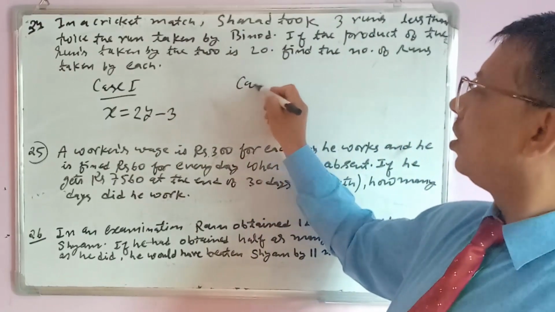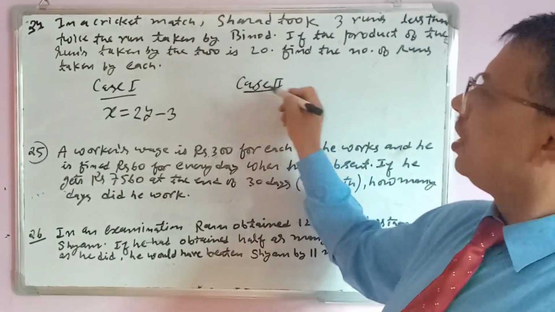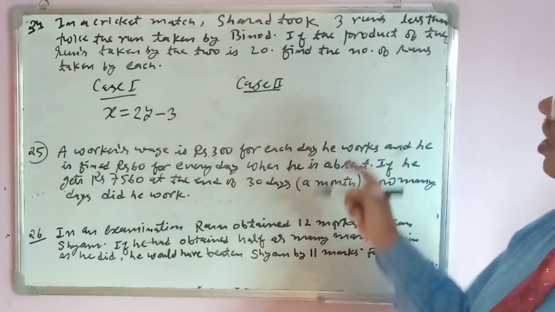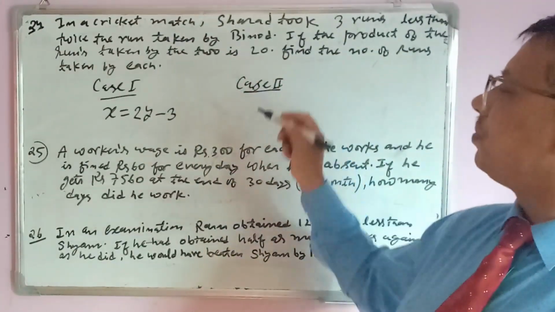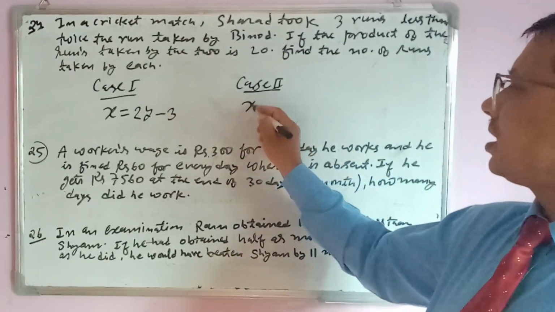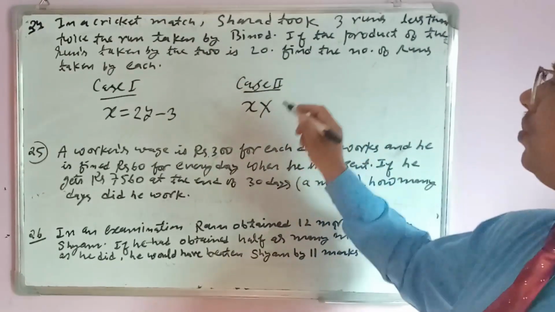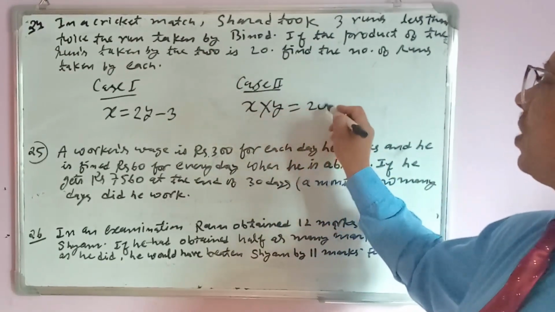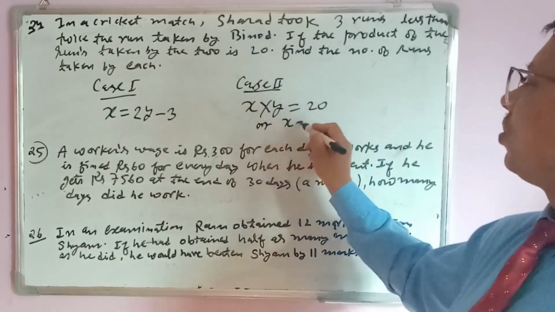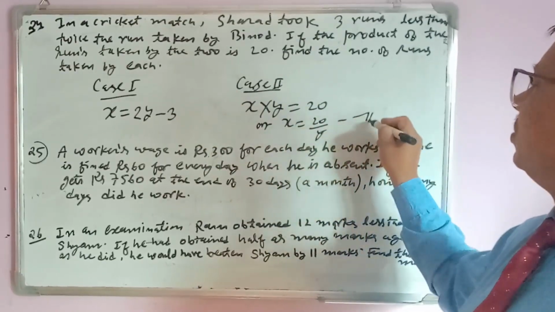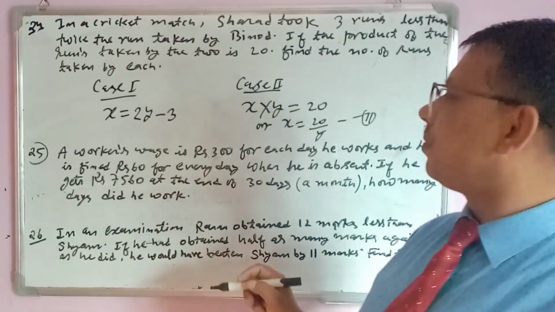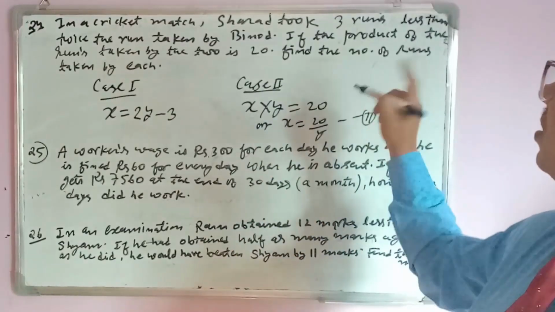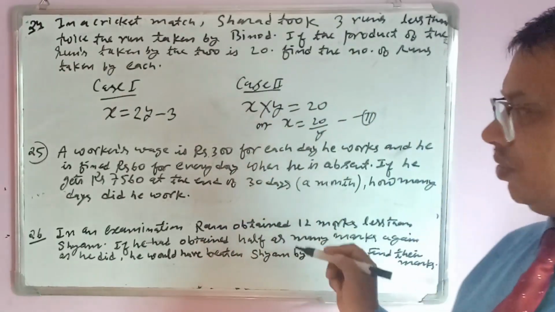Case 2. If the product of the runs taken by the two is 20, the runs taken by Saurabh is x, product means into, runs taken by Vinod y, so x into y equals 20, or x equals 20 by y, equation 2. Solve equation 1 and 2, and you will get the values of x and y, that is, the runs taken by Saurabh and the runs taken by Vinod.